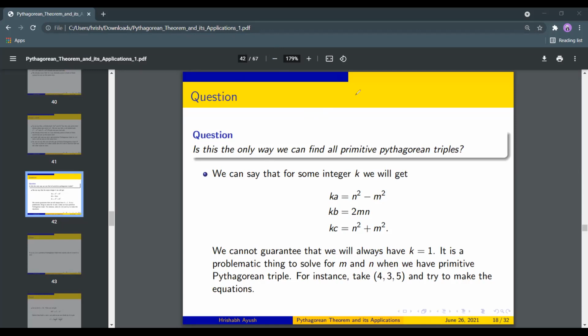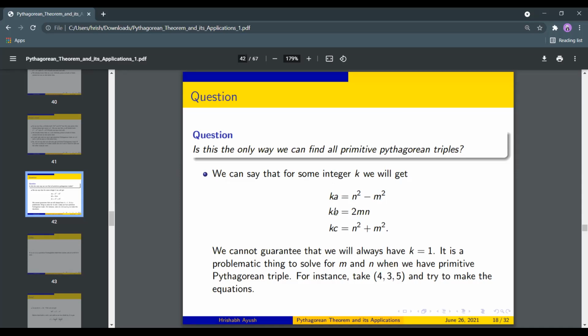Feel free to unmute and speak. You just multiplied k now, there is nothing new here. No, we multiplied k to all three. We used this equation: ka equals n square minus m square, kb equals 2mn, and kc equals n square plus m square. So my point was that we cannot always guarantee that k will be equal to 1.